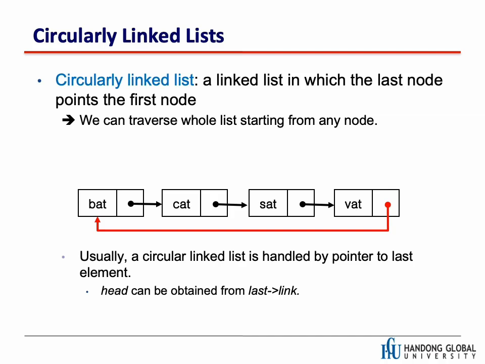And we can have a pointer last to point to one node. Then last is pointing to the last node. In the memory space, actually, there is no difference, but logically we have one pointer last, and it is pointing to the last node. Usually a circular linked list is handled by a pointer to the last element. And if you want to have a head pointer, then head can be obtained from last link. It's just logical.